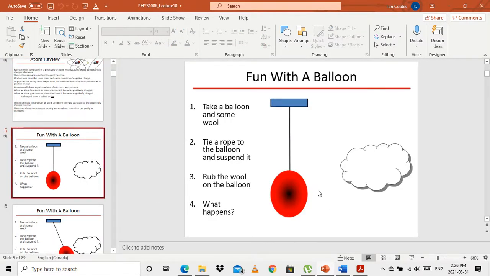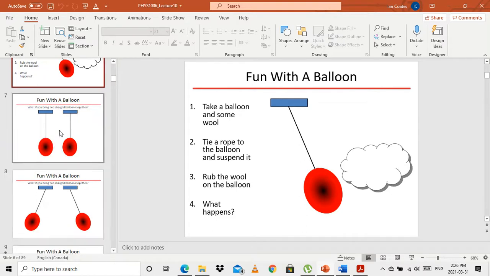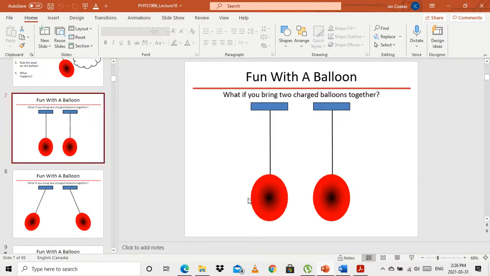Let's just have a look there. Fun with a balloon. Take a balloon and some wool. Tie a rope to the balloon and suspend it. Rub the wool on the balloon. What will happen? Wow. So now the balloon is attracted to the wool, which apparently looks like a cloud. Very good. What if you bring two charged balloons together?